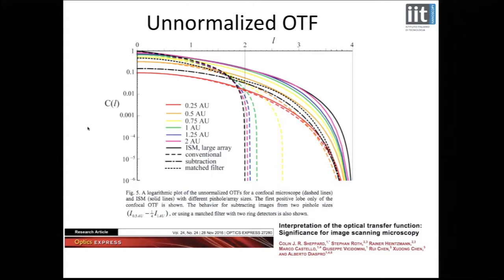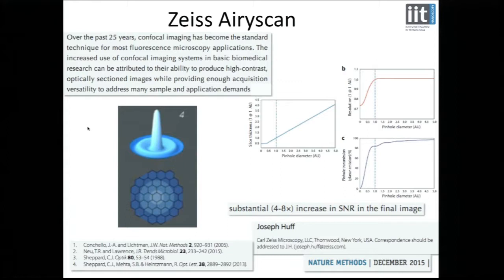This is for a very large array, this outer curve here. So as the array gets bigger, the detector gets bigger, after the pixel reassignment it gets better altogether, whereas with the confocal it gets worse and worse. Okay, so this is the Zeiss. It's called the Airy Scan.